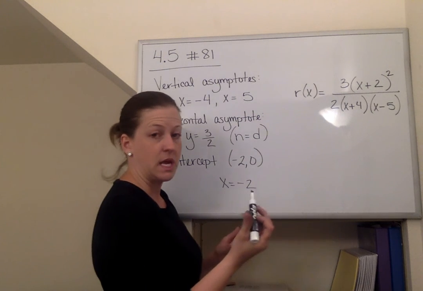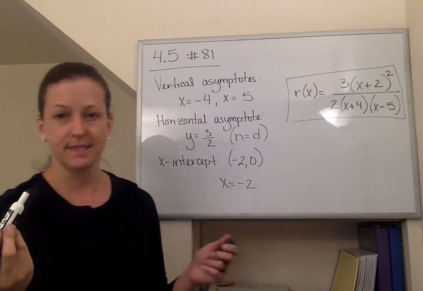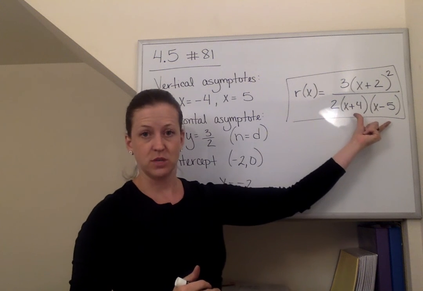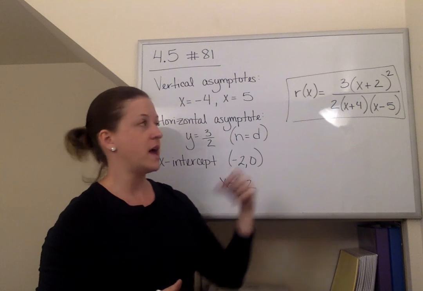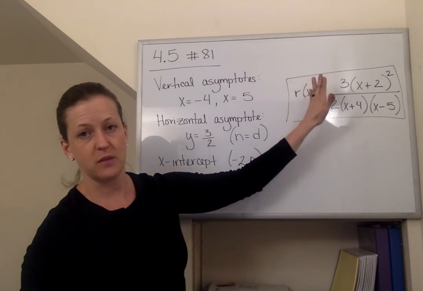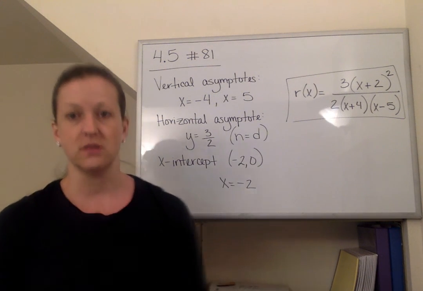So this would be an example of a rational function that has the vertical asymptotes x equals -4 and 5, the x-intercept -2, and since the degrees are the same, if you divide the leading coefficients, y equals 3/2 would be the horizontal asymptote.